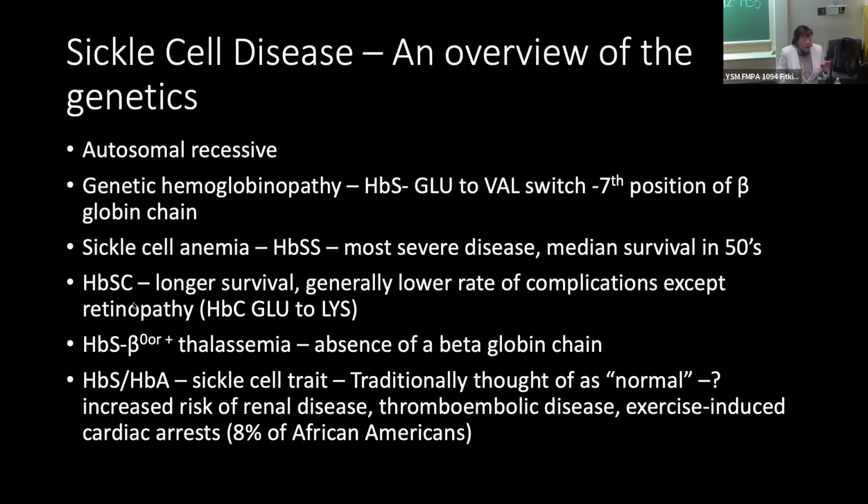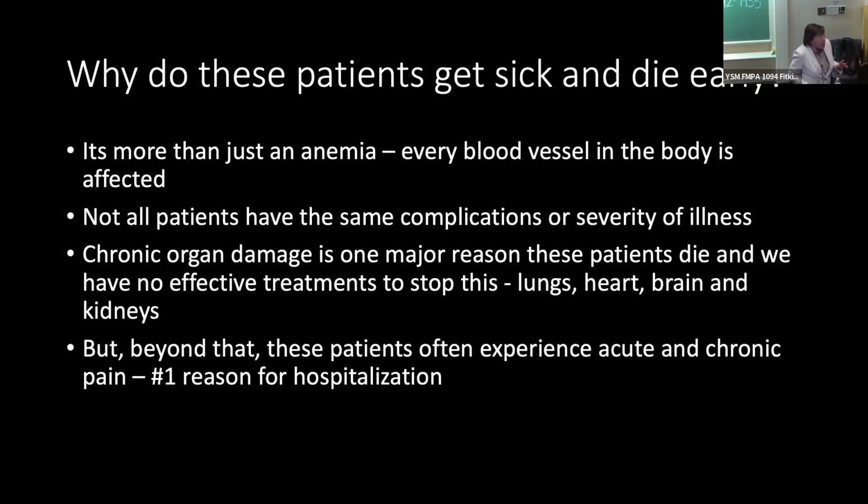Sickle cell trait, another poorly understood condition, used to be thought of as totally normal, and it may be for many people totally normal. It's the presence of one hemoglobin S gene, and hemoglobin A is the normal hemoglobin gene. But we're now starting to understand that there may be an increased risk of renal disease, thromboembolic disease, and possibly exercise-induced cardiac arrests in these patients.